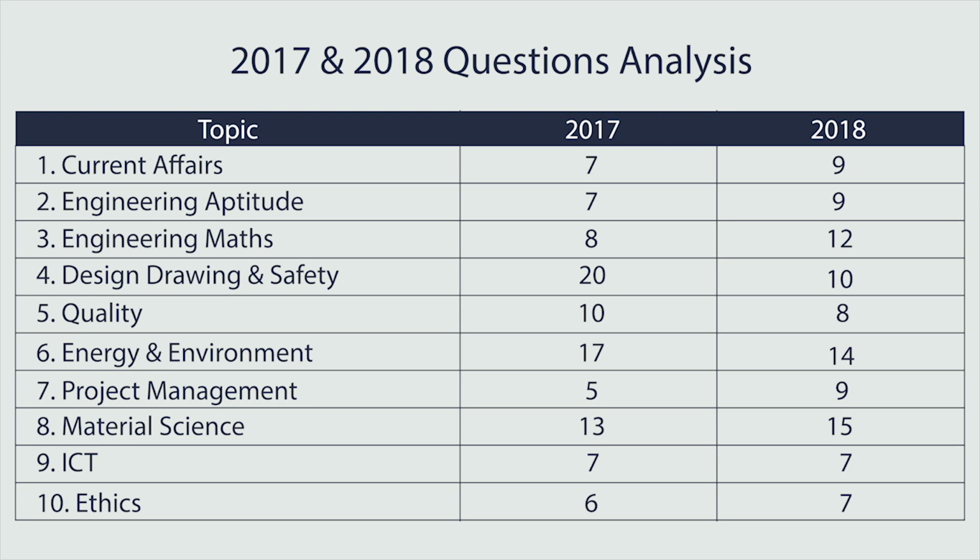Energy and environment, 17 questions in 2017, whereas 14 questions in 2018. Project management, 5 questions and 9 questions recently. Material science, around 13 questions were asked, and now they have increased it to 15 questions. ICT, which is information communication technology, 7 questions and 7 questions again this year. Ethics, around 6 questions were asked and now 7 questions. So you know how many questions the weightage has been given in these subtopics.